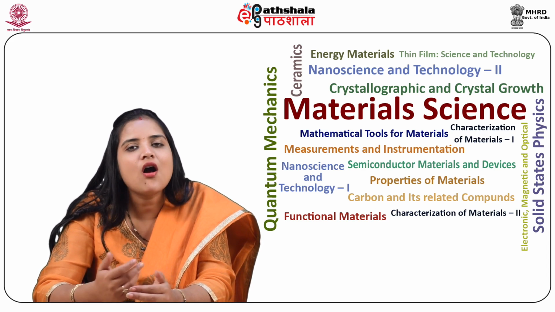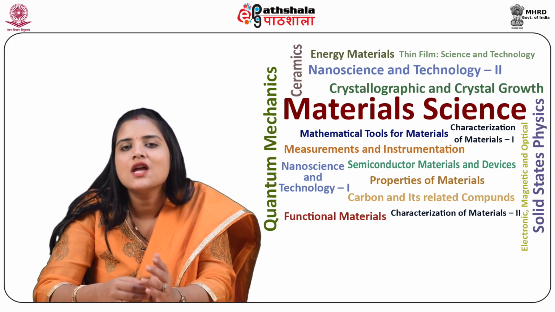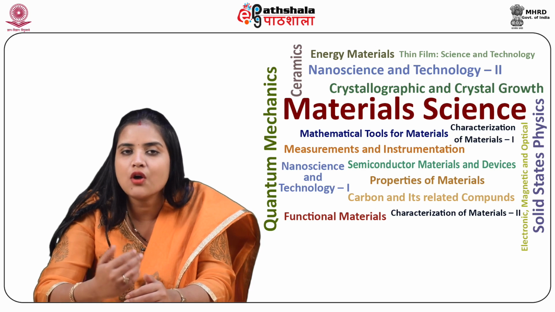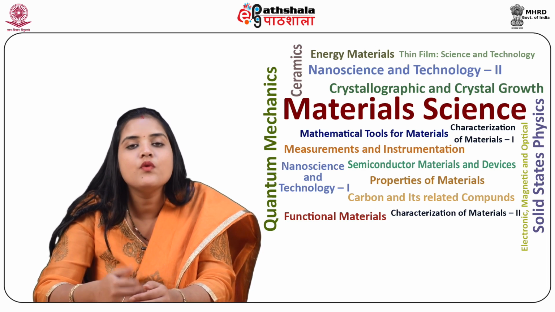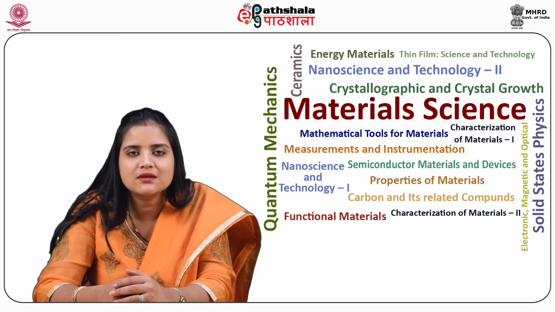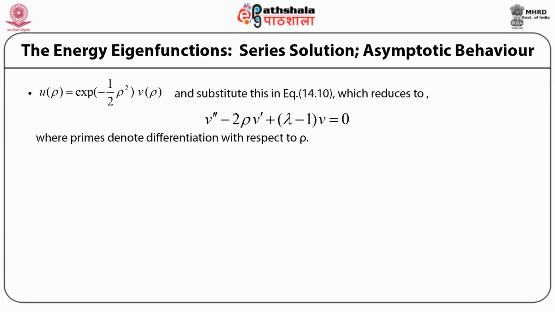This is because the constant lambda would be insignificant compared to rho at large values of rho approaching infinity. To incorporate this asymptotic behavior, we therefore write u of rho is equal to exponential of minus 1 by 2 into rho square into nu of rho, and we substitute this in equation 10, which reduces to nu double prime minus 2 rho into nu prime plus lambda minus 1 into nu is equal to 0, where prime denotes differentiation with respect to rho.